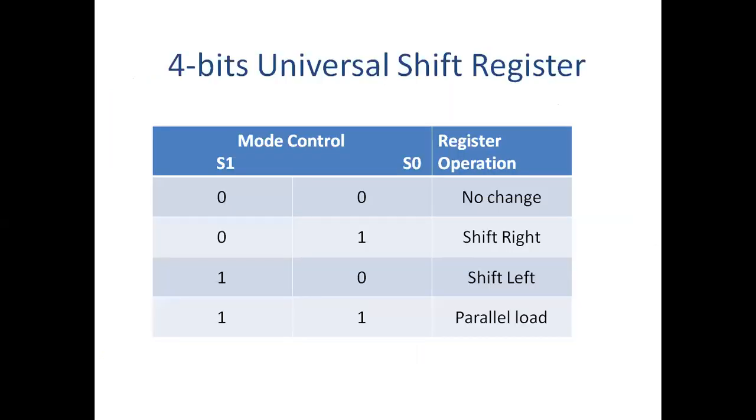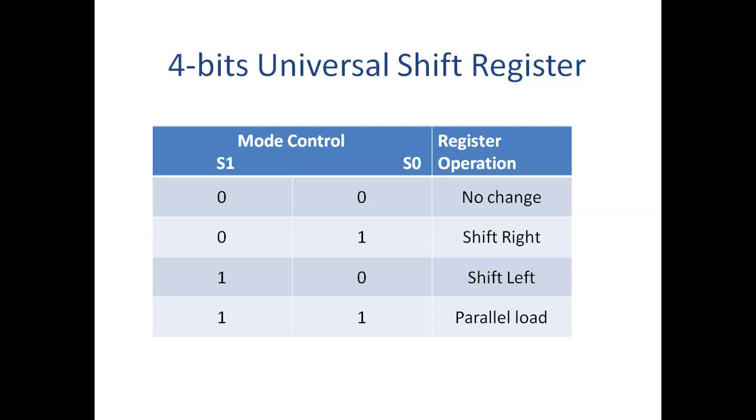Now the 4-bit universal shift register. In the previous slide, we have seen the bidirectional shift register, left side and right side. To perform the two operations, we use a control line. If we use two control lines, then we can perform 4 different operations using the same circuit. So here we consider two select lines, two control lines. Using two control lines, the possible combinations are 4, so 4 different operations we can perform using a single circuit.